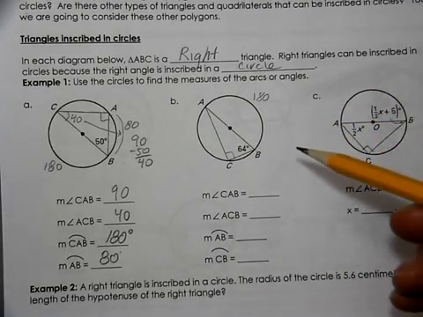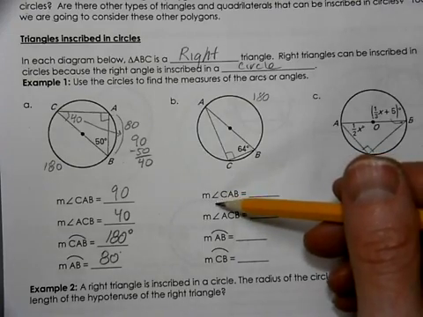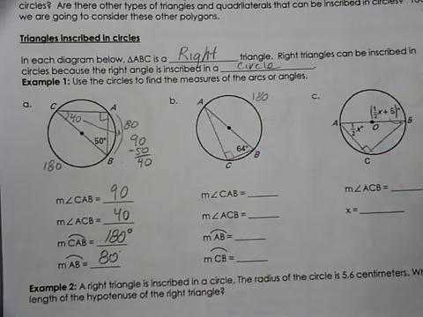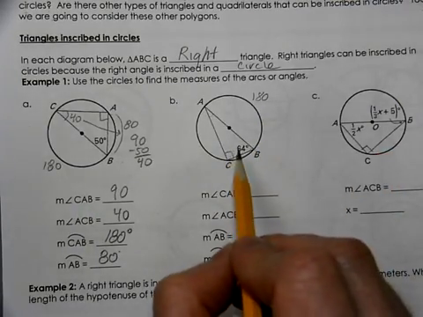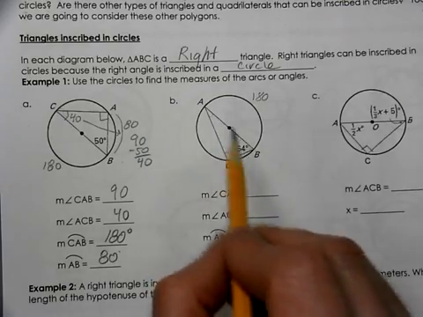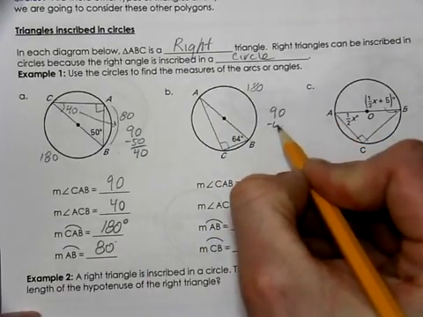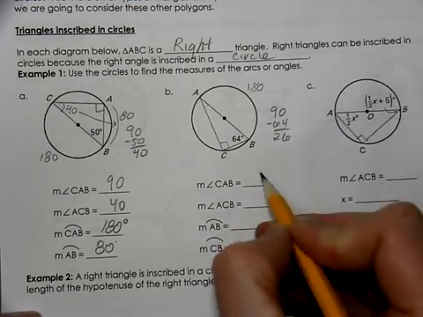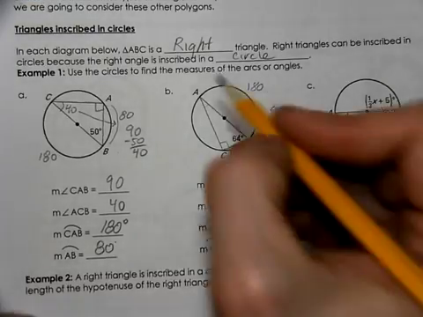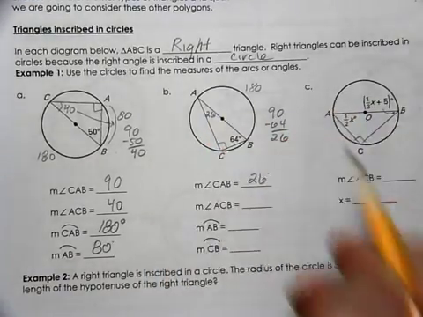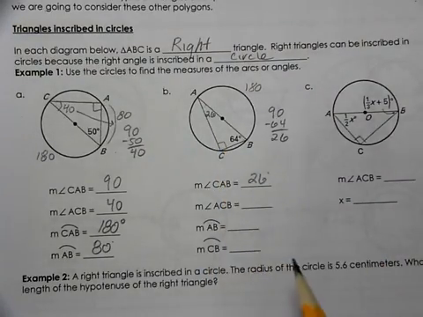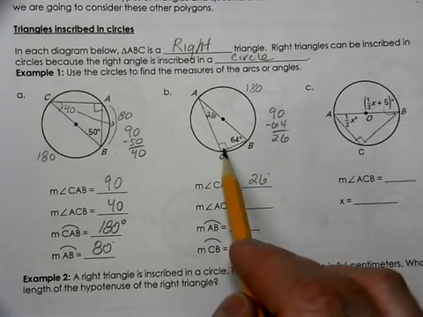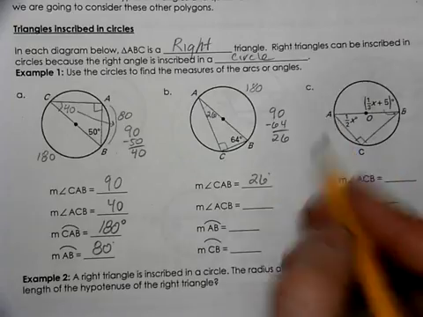In question B, the measurement of angle CAB, that's right here. We know the acute angles of a right triangle are complementary, so we can subtract to figure out what its measurement's going to be, and that's 26. We have 26 degrees for the third angle of our right triangle. The measurement of angle ACB down here, it's half of the semicircle, so it's going to be 90.